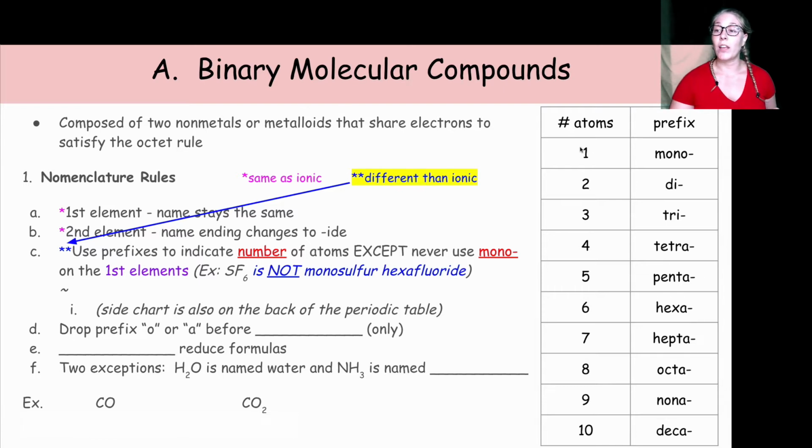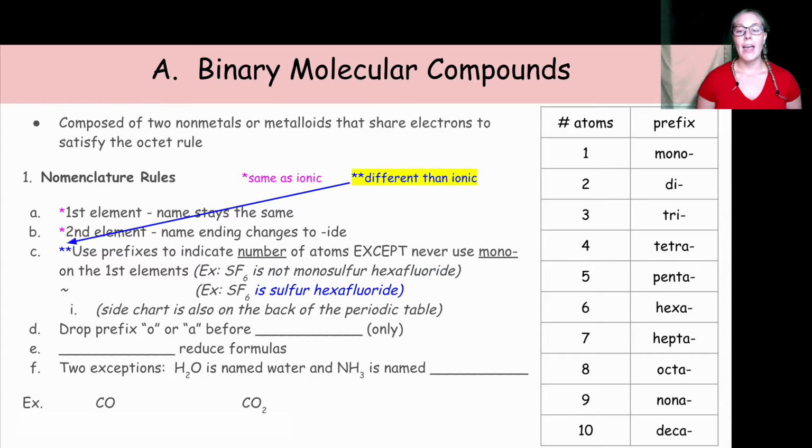But when we're looking at these, we can look at the number of atoms of the element that's in the compound, and we use this prefix to name it. So for example, looking at how we don't use mono on the first element, SF6 would not be monosulfur. Even though there's only one atom of sulfur, we don't use mono to name the first element. So SF6 would not be monosulfur hexafluoride. We get rid of that mono on the first element. So it would be sulfur hexafluoride.